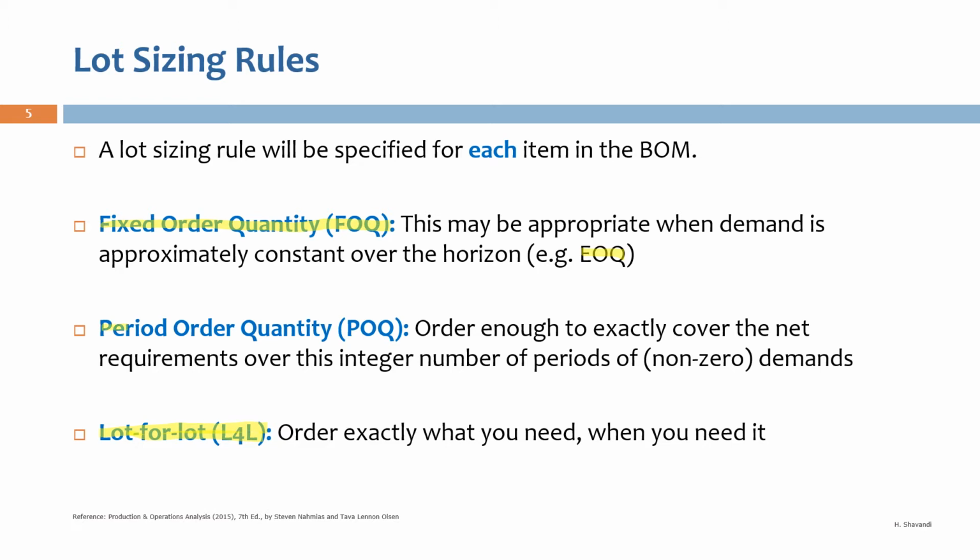The third one is the period order quantity, POQ. In this policy, we consider a number of periods ahead, and we are going to cover the demand of those periods by ordering now. So at each ordering cycle, we consider a number of periods whose demand we are going to cover by ordering at this point. This is called period order quantity, and we had lot for lot. So we have three policies or three rules for lot sizing: fixed order quantity, FOQ, period order quantity, POQ, and lot for lot, L4L.